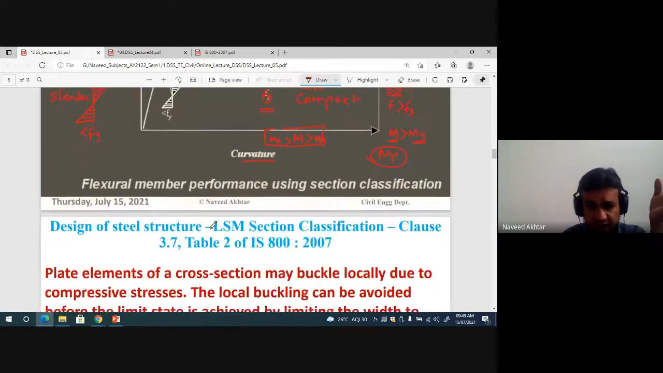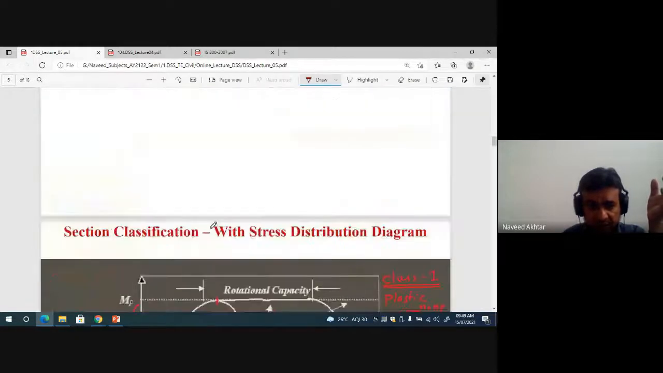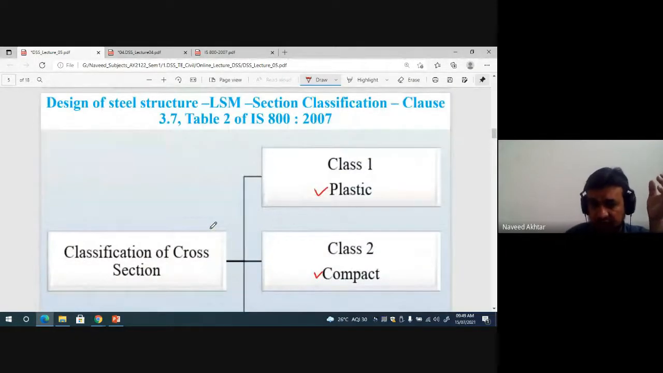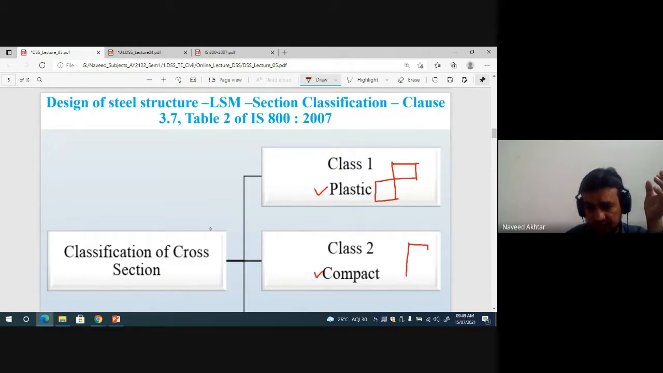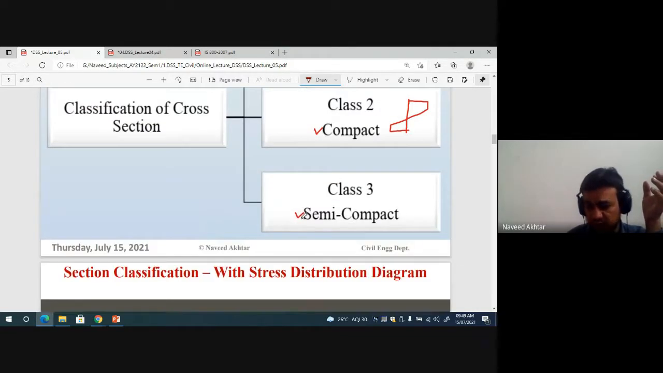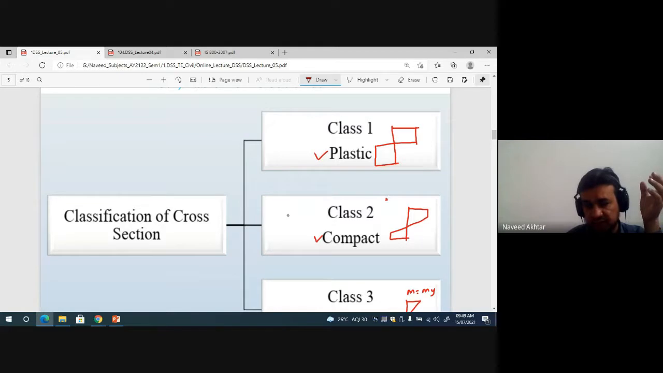And this stress diagram, whatever I made for you, you should be able to make. When you are asked for a plastic section, the stress diagram is rectangular. For a compact section, the stress diagram is partly rectangular, then a triangular portion is also there. For a semi-compact section, the stress diagram is triangular only, but here M is equal to My. Here Mp is greater than M, and M is greater than My.